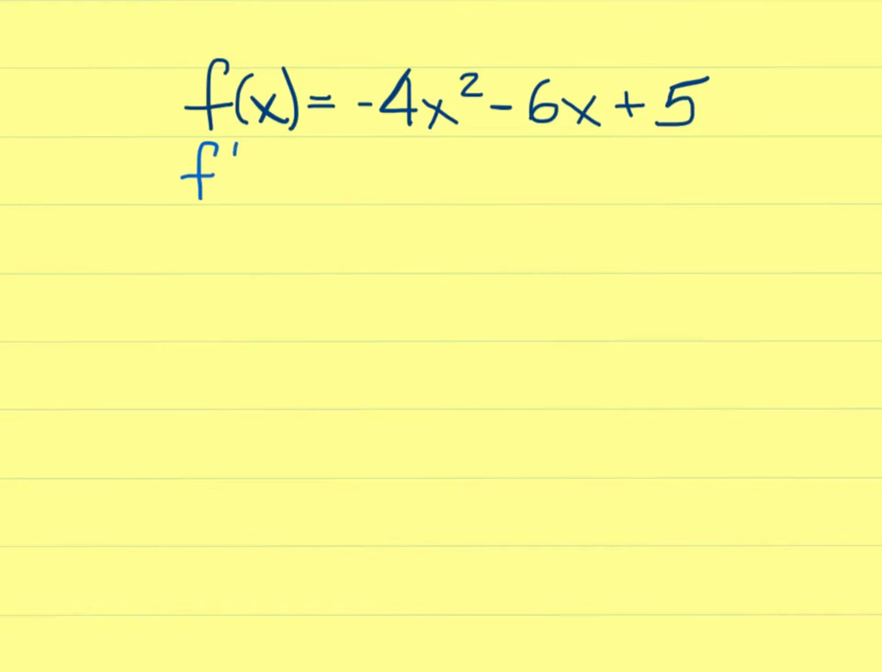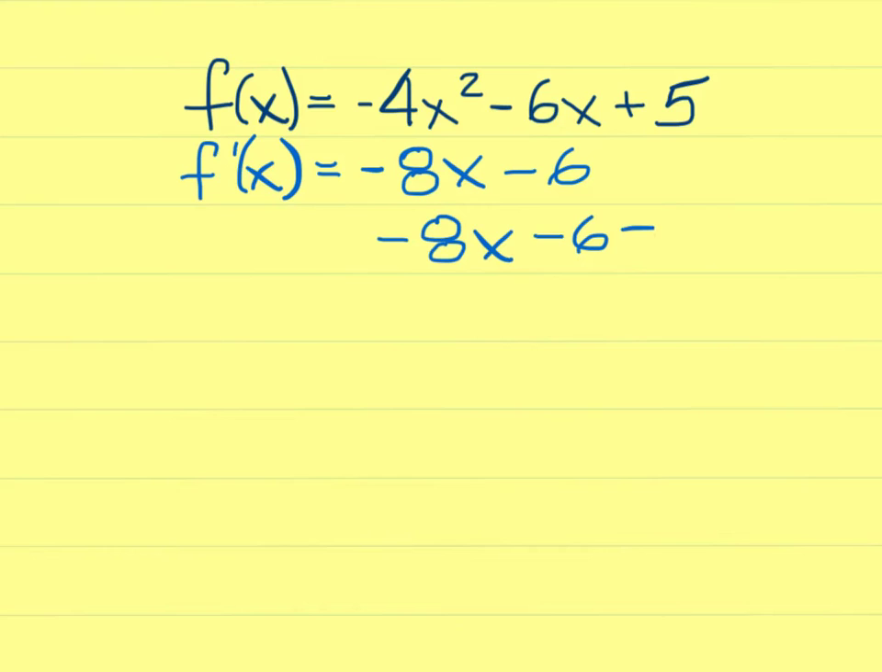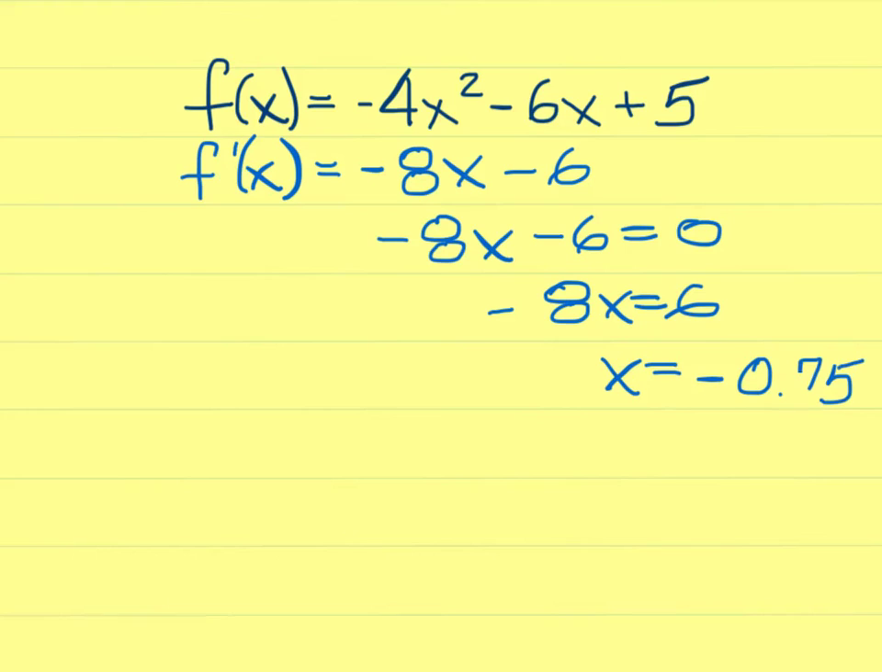For this one, you're going to find the first derivative, and that will be negative 8x minus 6. Set that equal to 0, and come up with negative 8x equals 6. When you divide 6 by negative 8, you get negative 0.75.